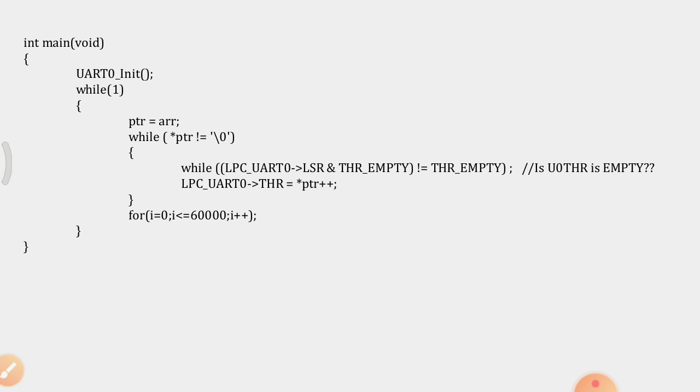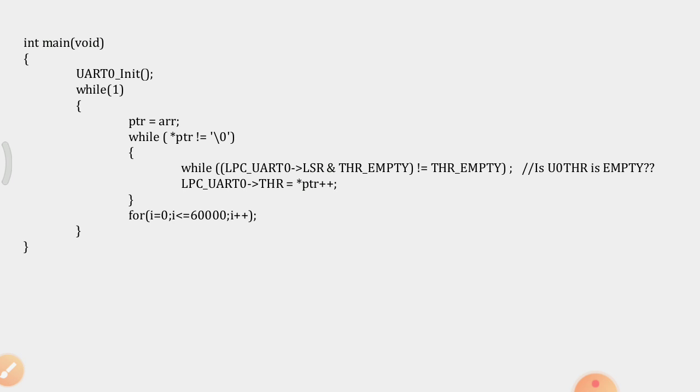that LPC_UART0 is having one register, LSR register. So this LSR register, this also we have seen in the previous, which is used as a line status register, which is used as an interrupt register. Where bit 5 of this is always monitoring whether the data is receiving or not.